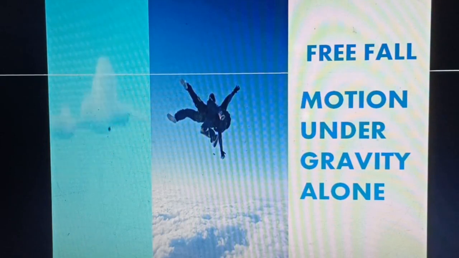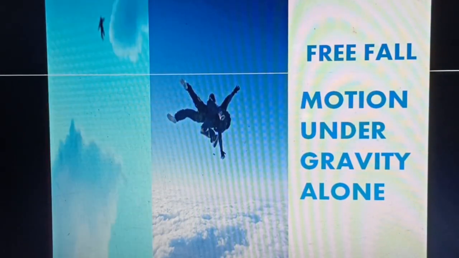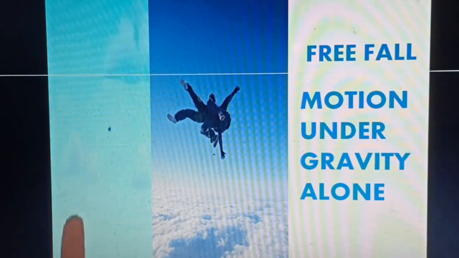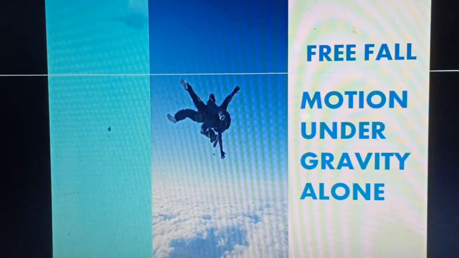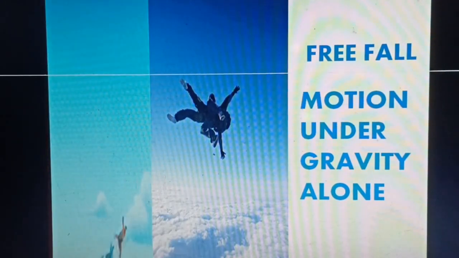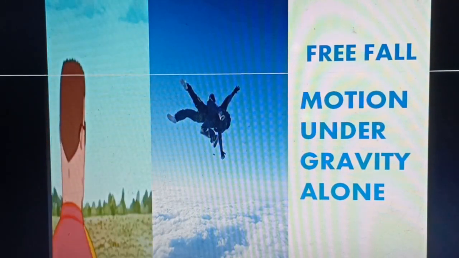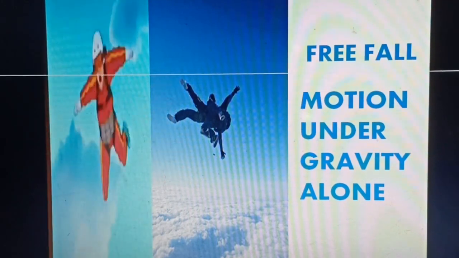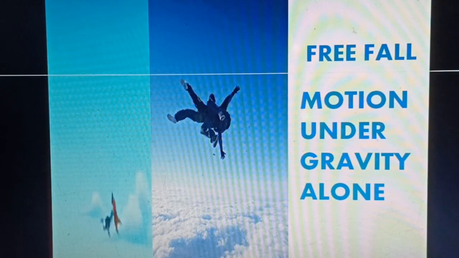The next topic of this chapter is free fall, that is, motion under gravity alone. Free fall means, see, we have studied motion. Motion is the result of the application of some force, and there should be an ultimate resultant force after the application of many forces. If some forces exist, there will be some motion.